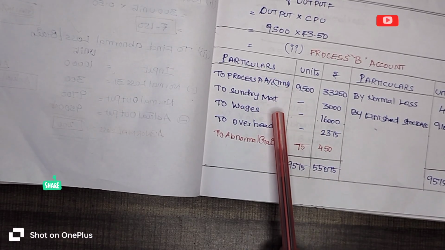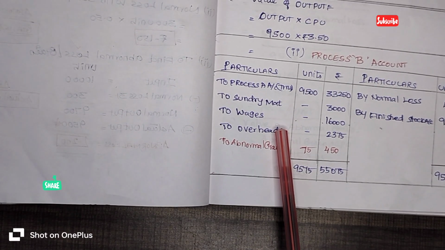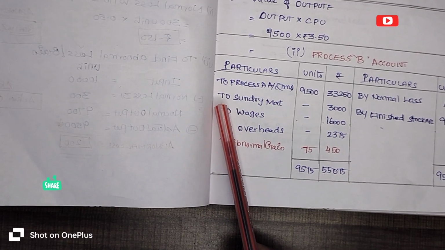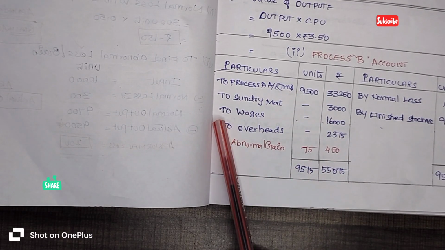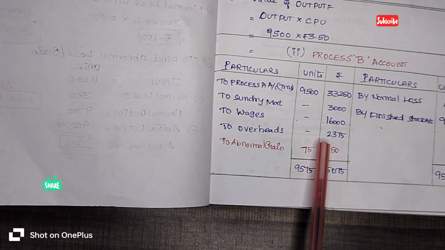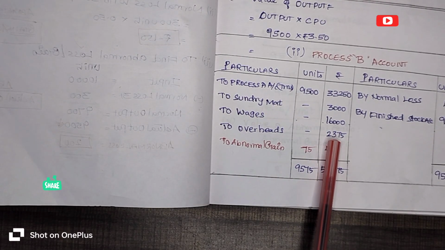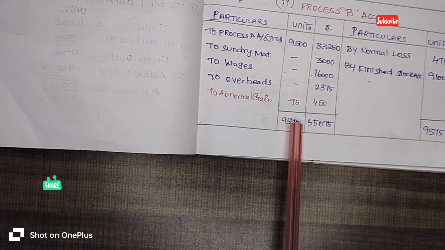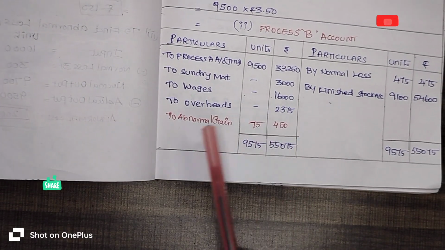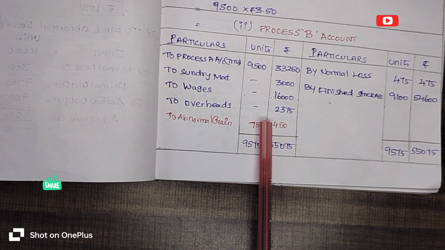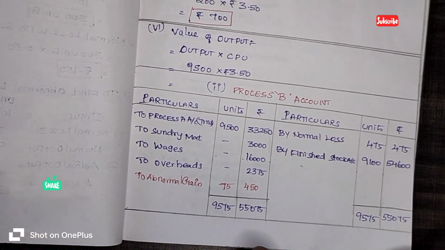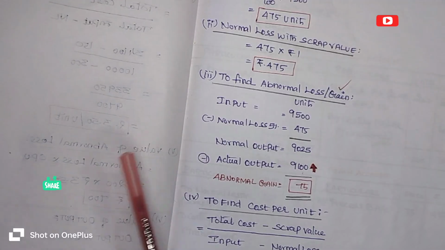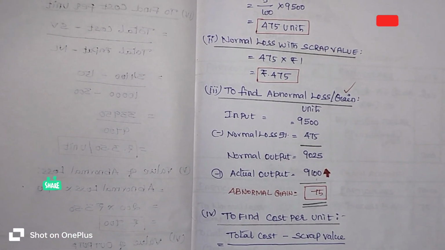Okay, then the other expenses given in the question, all the expenses we need to enter on the debtor side. That is, sundry material 3,000 rupees, wages 16,000 rupees, overhead 2,375 rupees. After entering the given information, as per the format, first of all we need to find out the normal loss, through the working note.